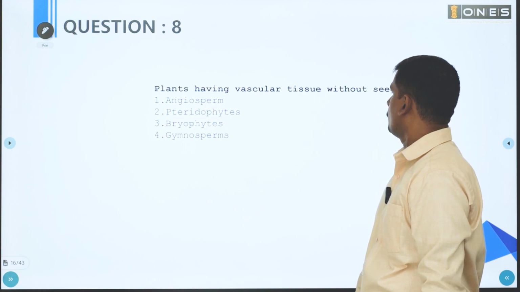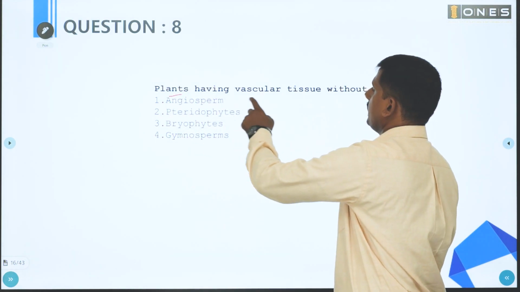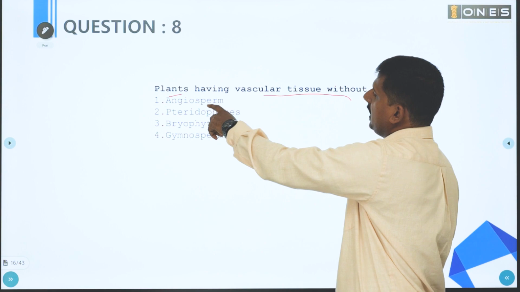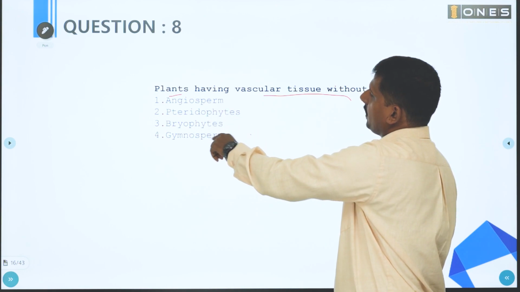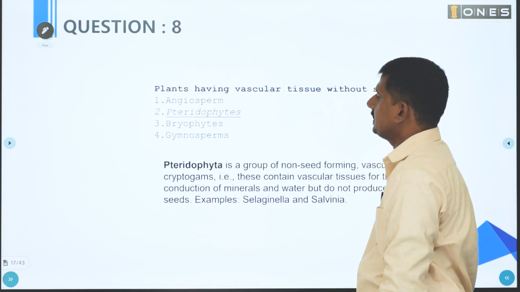Which plants have vascular tissue without seeds? The options are angiosperms, pteridophytes, bryophytes and gymnosperms. So the answer is pteridophytes.